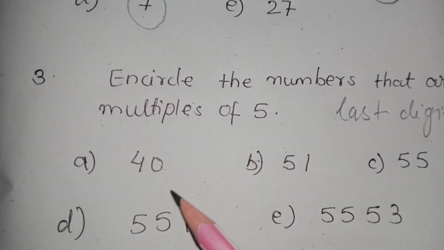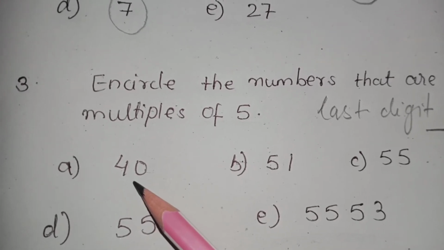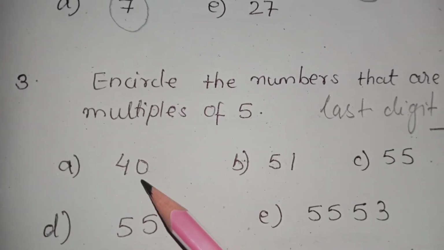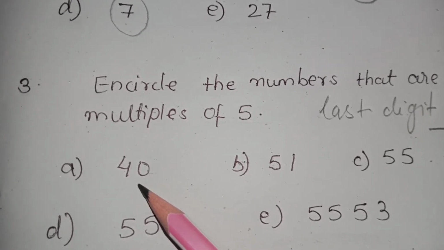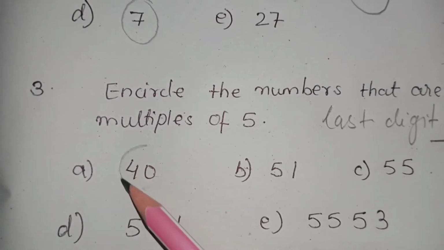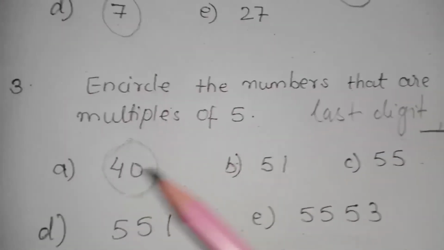Okay, now let's start. This is 40. You know that this is a multiple of 5. Okay, and you can see that the last digit is also 0. That means this is a multiple of 5, 5 8s are 40. So we will circle this. This is the multiple of 5.